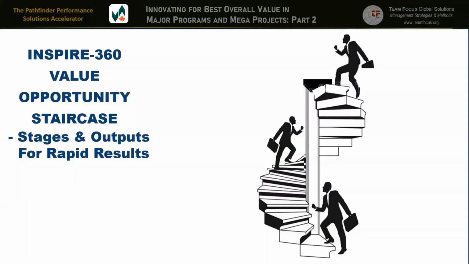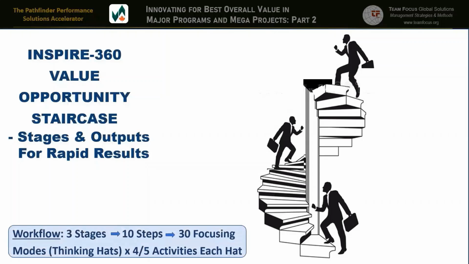The value opportunity staircase is a very effective method of conducting a review. It comprises a workflow of 3 stages and 10 steps. As a detailed recipe, there are 30 focusing modes or thinking hats with 4 to 5 specific activities per mode or hat. Yes, a lot of activities, but by performing the appropriate activities at the right time, this is a smooth, very powerful process with rapid results and a massive return on investment.